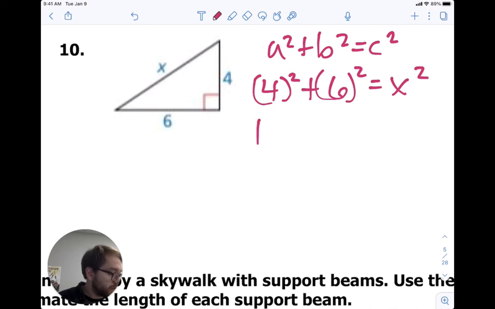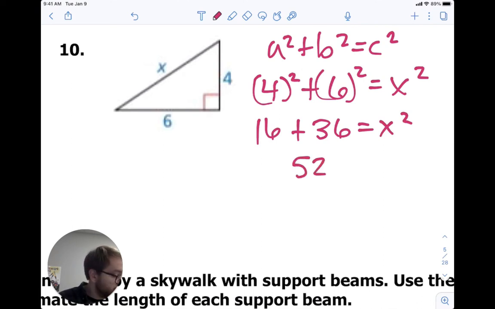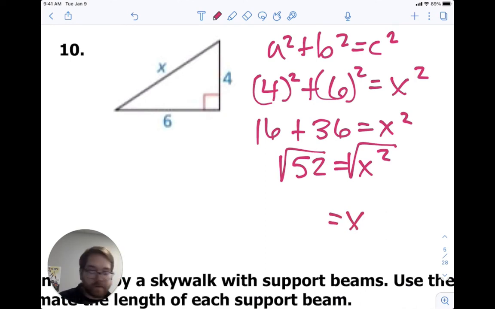4 squared is 16, 6 squared is 36, equal to x squared. 16 plus 36 is 52, equal to x squared. And so I'm going to square root that on both sides, and so x is equal to the square root of 52. Okay? And so we could just leave our answer like that, the square root of 52.